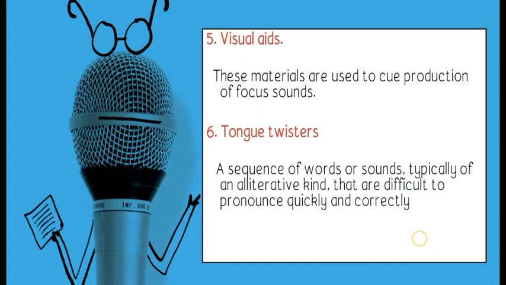So the sixth one is the tongue twister. A sequence of words or sounds, typically of an alliterative kind, that are difficult to pronounce quickly and correctly. This tongue twister is very familiar to everyone. This will help us to utter the words correctly and quickly.